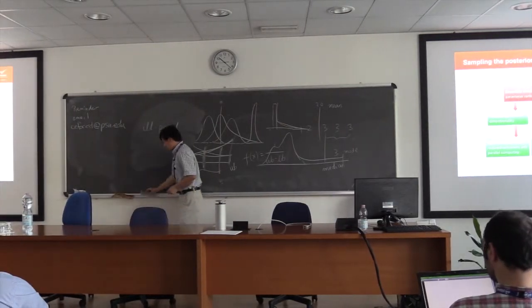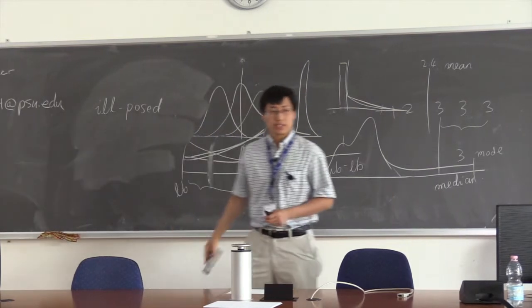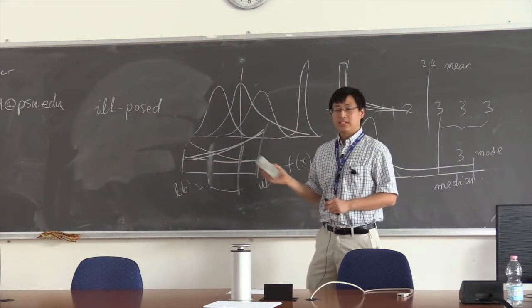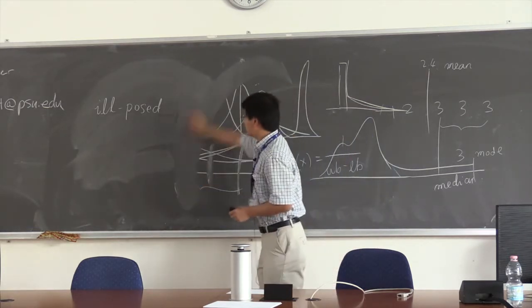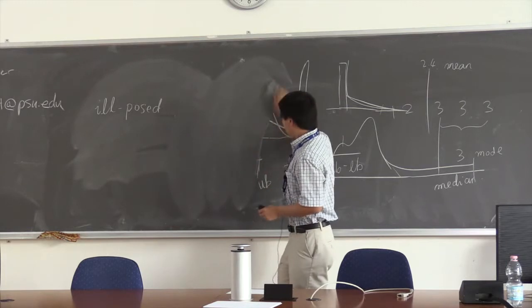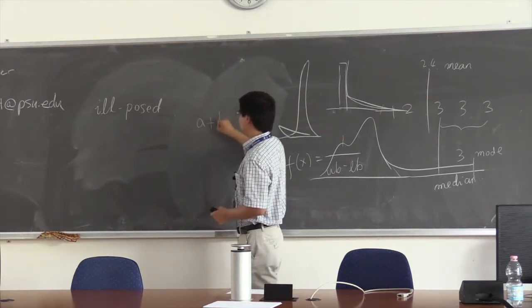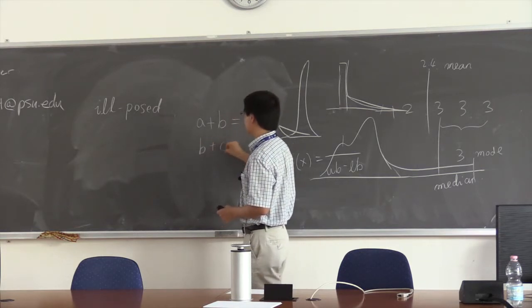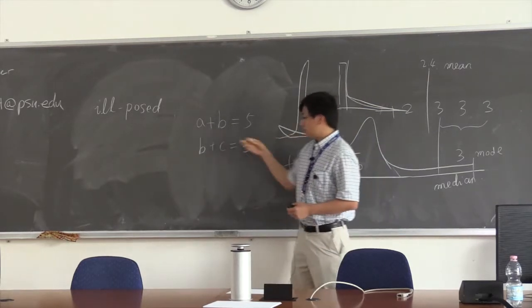Ill-posed problem. This is another critique by statisticians, because many problems are ill-posed, such that really very fancy techniques cannot be applied in practice. A simple example, I always use this one. If you have a problem, a plus b is equal to 5, and b plus c is equal to 3. Tell me what's a, what's b, and what's c.